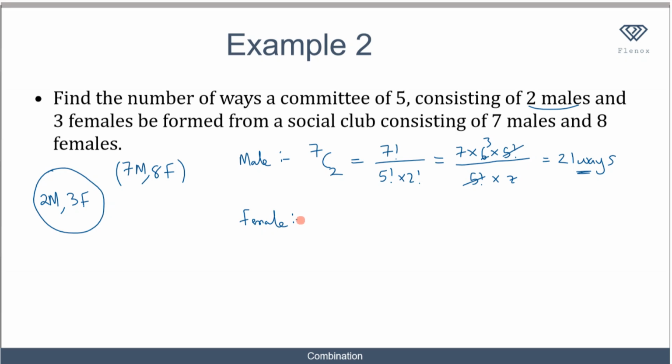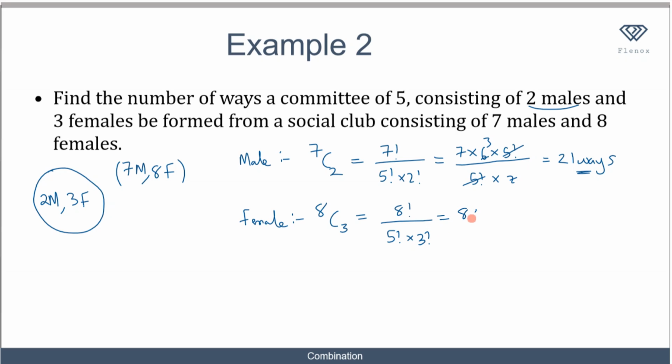So for the female now, I'm trying to select 3 females from 8 females. So that is just going to be what? 8 combination 3. And that will be what? 8 factorial over 8 minus 3, which is 5 factorial, then times 3 factorial.